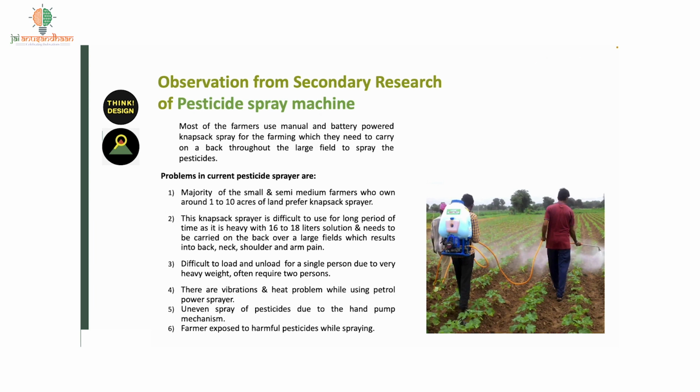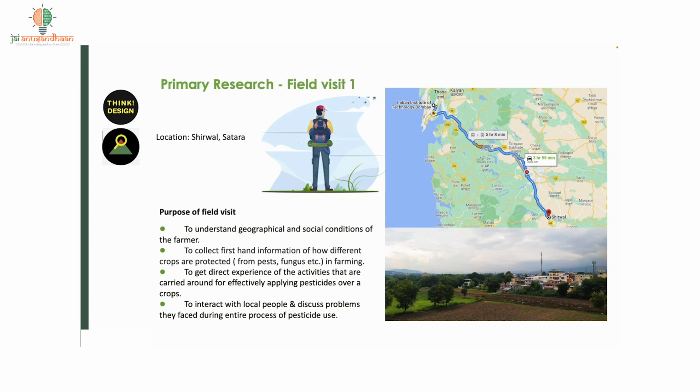So the student did primary research, that means going into the field. He did many visits like this. He was in Bombay, and you can see that he's gone to Satara to understand the conditions of the farmer, and to collect first-hand information. It's also experiential because when you go to the field, you interact with the farmer, see how he uses the equipment and discuss with them, and that's how you do your primary research, right? By conversing with them, taking down notes.